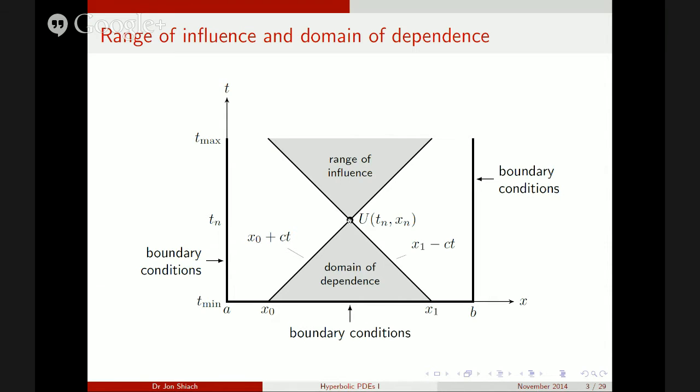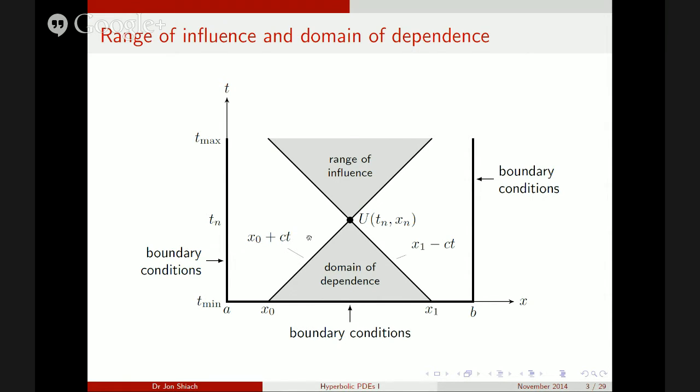So let's say that's our disturbance. If I had a point up here, it's not going to feel that disturbance, but a point here will. So this is what we mean by range of influence and domain of dependence for a hyperbolic PDE. It doesn't affect all other points.